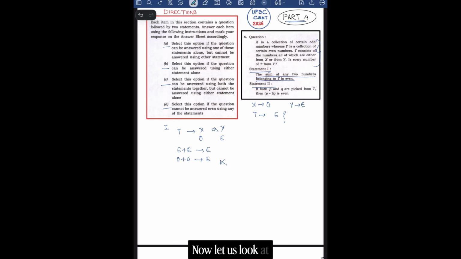So we cannot determine from statement 1 whether all the elements of T are from Y or all of them are even. So this statement is not sufficient. Now let us look at statement 2.